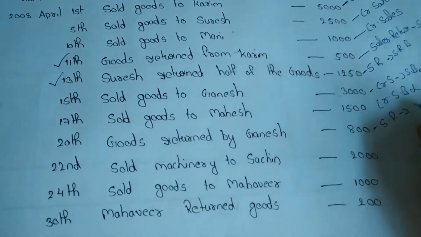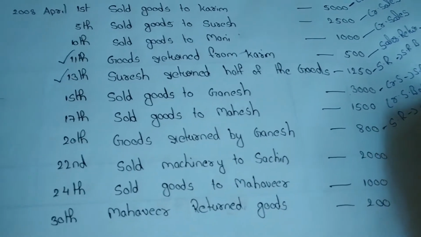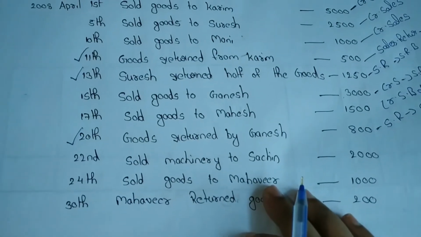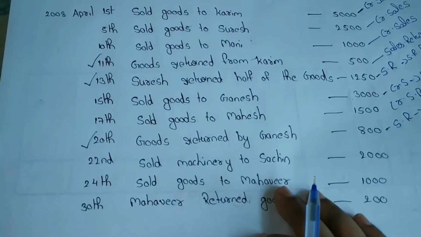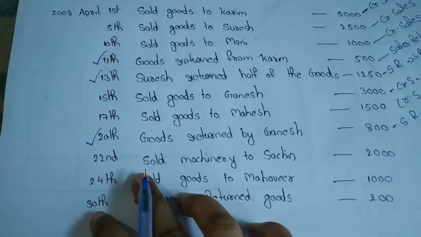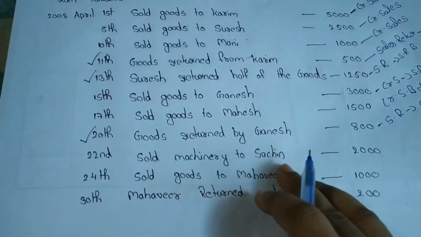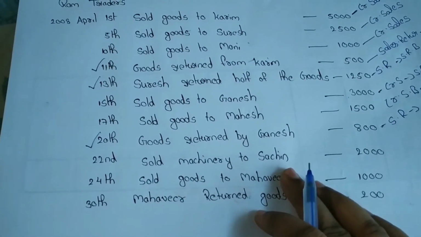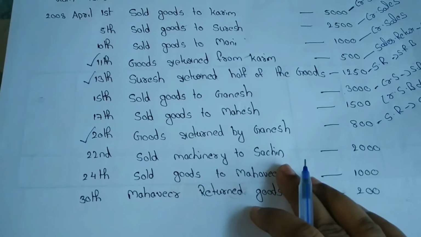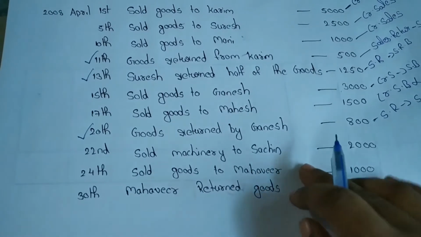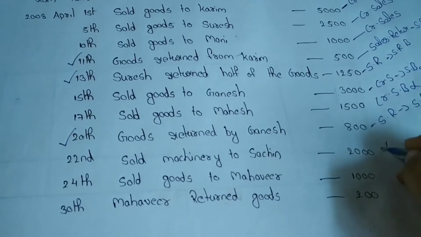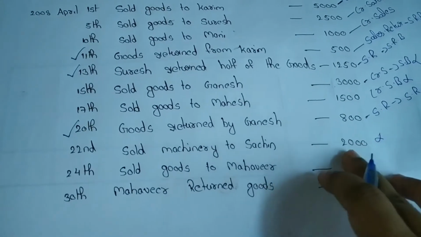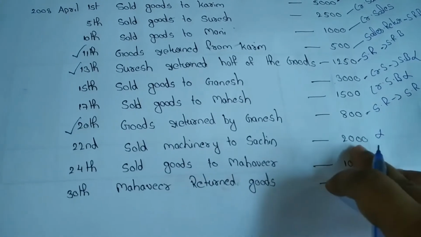So it comes under the sales returns book. So this was the third transaction that should be recorded in sales returns book. Okay. Next one. 22nd, sold machinery to Sachin. So I already explained, right? Sale of assets or purchase of assets are not recorded anywhere. So it does not come under the sales book, purchase returns book, or sales returns book.